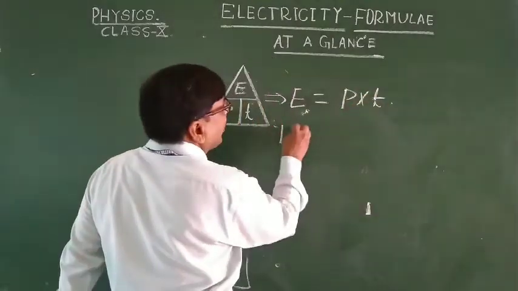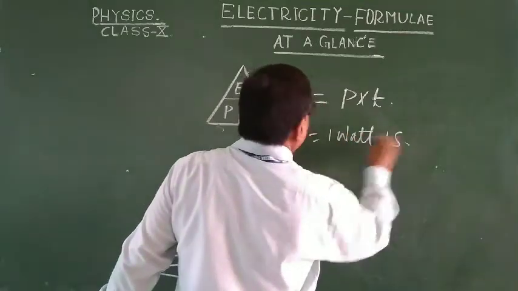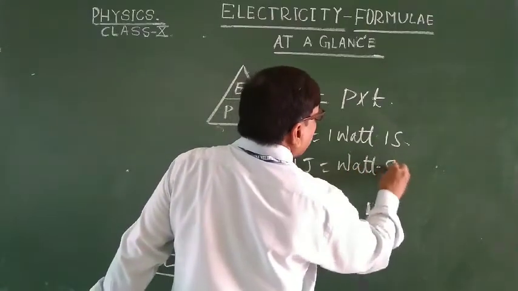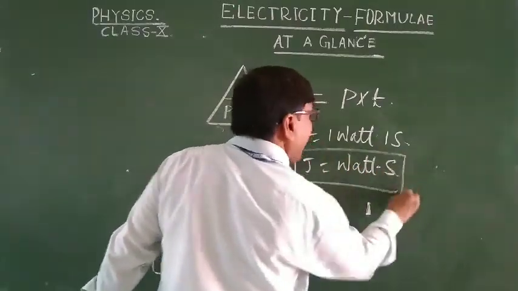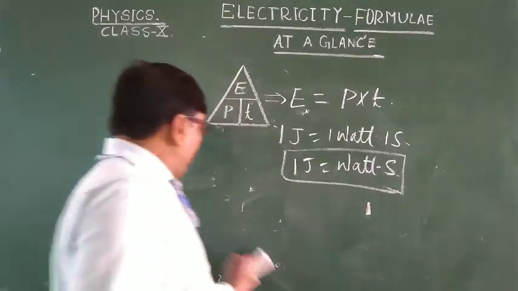Once again, 1 joule is equal to 1 watt into 1 second. So in terms of unit, 1 joule is equal to watt second. We can try to remember this.